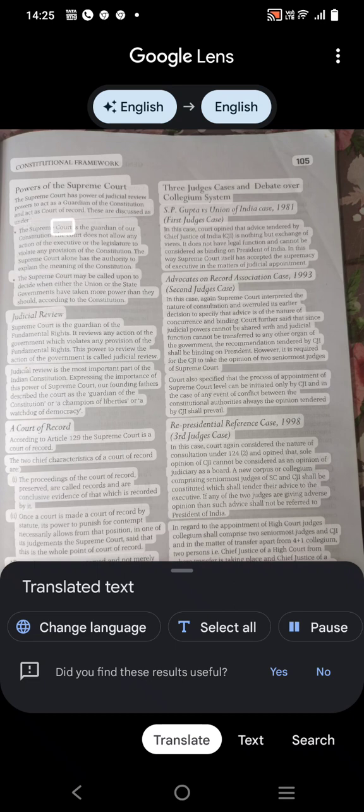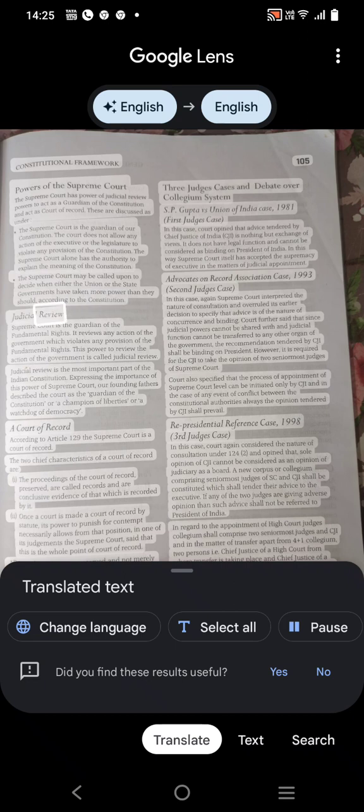The Supreme Court is the guardian of our Constitution. The court does not allow any action of the executive or the legislature to violate any provision of the Constitution. The Supreme Court alone has the authority to explain the meaning of the Constitution. The Supreme Court may be called upon to decide when either the Union or the state governments have taken more power than they should, according to the Constitution.